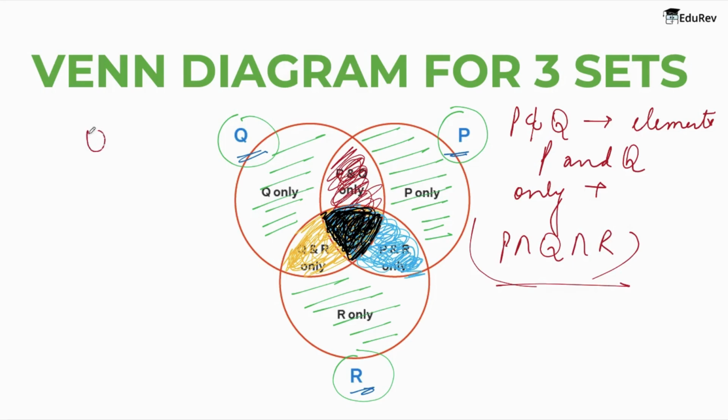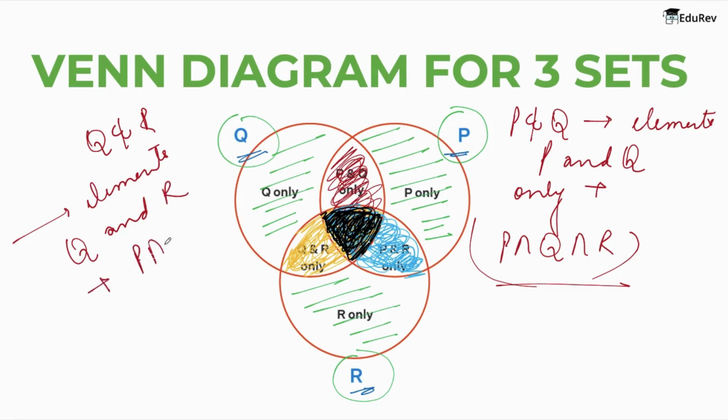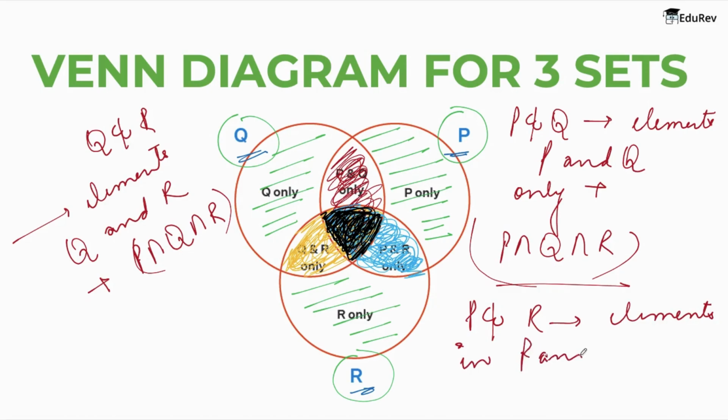Similarly, when I talk about your elements in your Q and R, it will be elements in your Q and R only, plus elements in your P intersection Q intersection R. And lastly, we have done P and Q, we have done Q and R. So when I talk about P and R, it will be elements in P and R only, plus your P intersection R intersection Q.